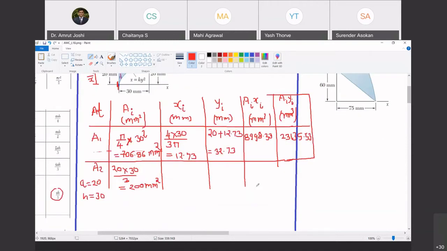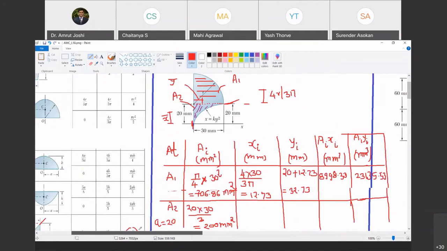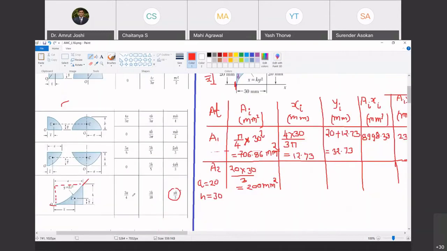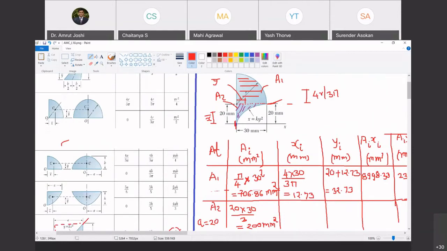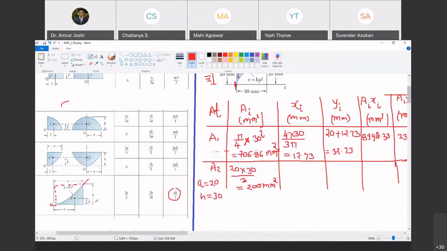Now let us go to the second area. Now tell me, what is the value of xi? So here xi of the second area A2 becomes y bar as per the formula. Do you agree with me? Look, for this parabola we have to calculate this distance, the centroid distance. If we use the parabola formula, then according to that it is y bar. Do you agree with me? Yes, sir. And what is the value of y bar? 3h by 10. Do you agree with me? So 3 into h, that is 30 by 10. So how much is that? 9 mm. Do you agree with me?